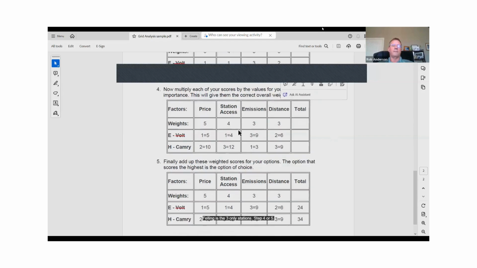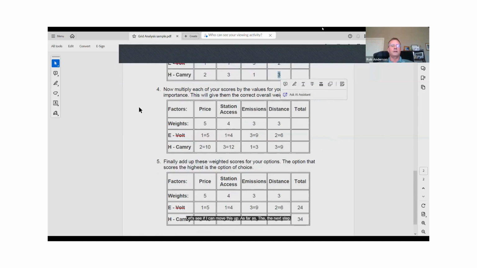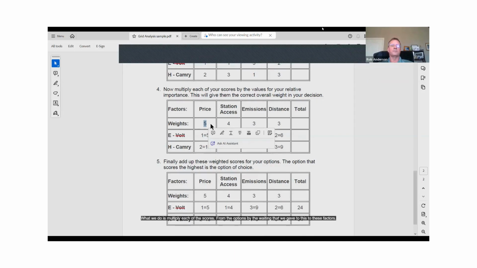Step 4 of 5. Let's see if I can move this up. As far as the next step, what we do is multiply each of the scores from the options by the weighting that we gave to these factors. Simply put, we multiply 5 times 1, that equals 5. So we gave a weighting of 5, the Bolt, we gave a 1, 5 times 1 is 5.